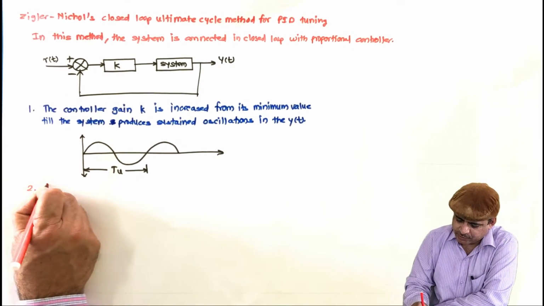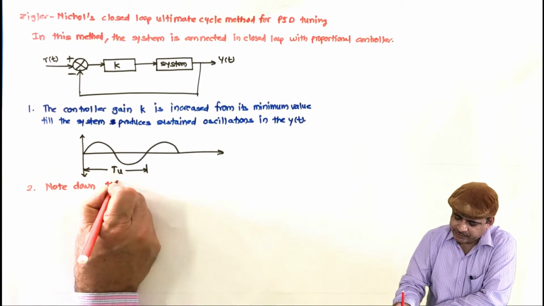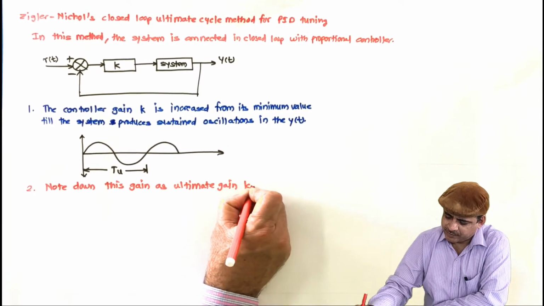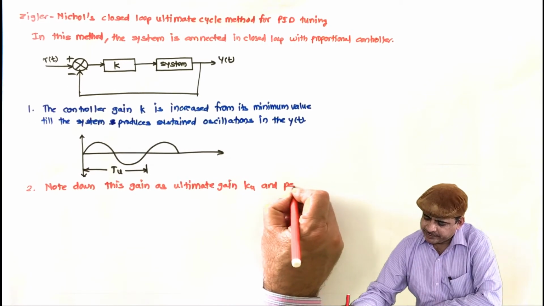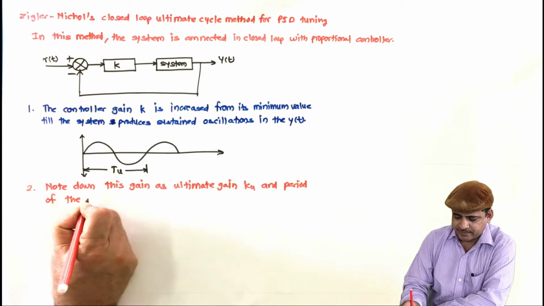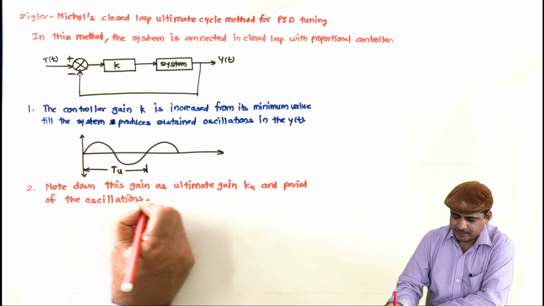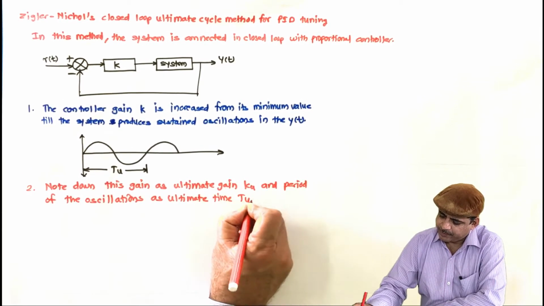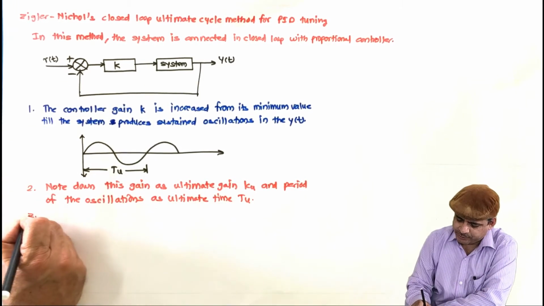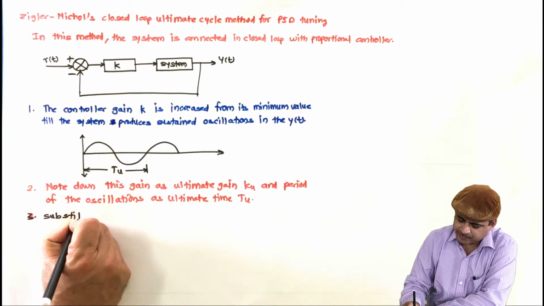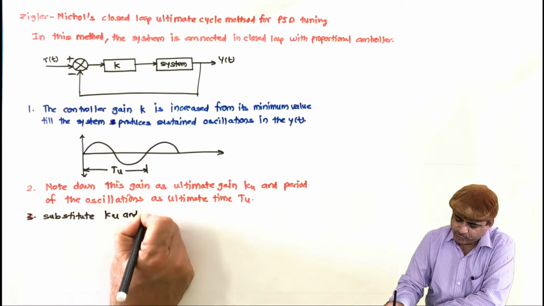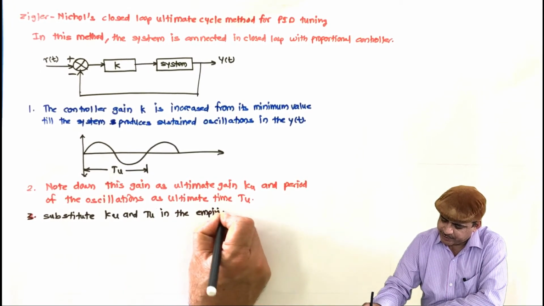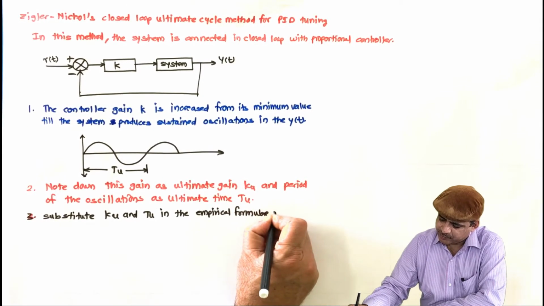So note down this gain as ultimate gain Ku and the period of the oscillation as ultimate time Tu, and then substitute Ku and Tu in the empirical formulae of tuning.